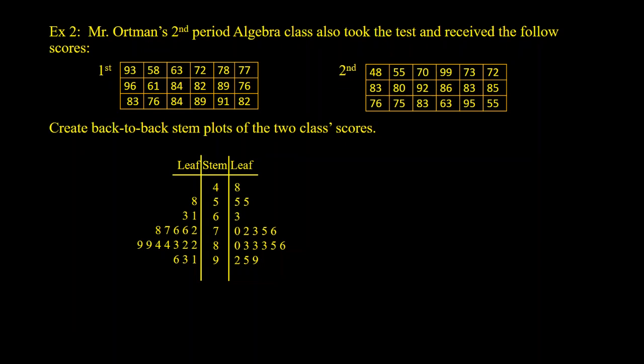This lets us compare things. It looks like the scores for first period were slightly higher than that of second period. Second period had more lower scores. More scores in the 50s and 40s. Second period had a larger spread on their scores. So if we were going to compare these things, we'd be able to talk about all that.